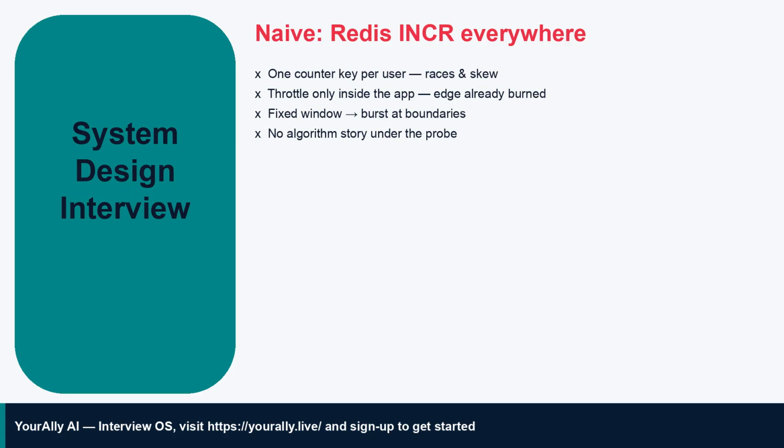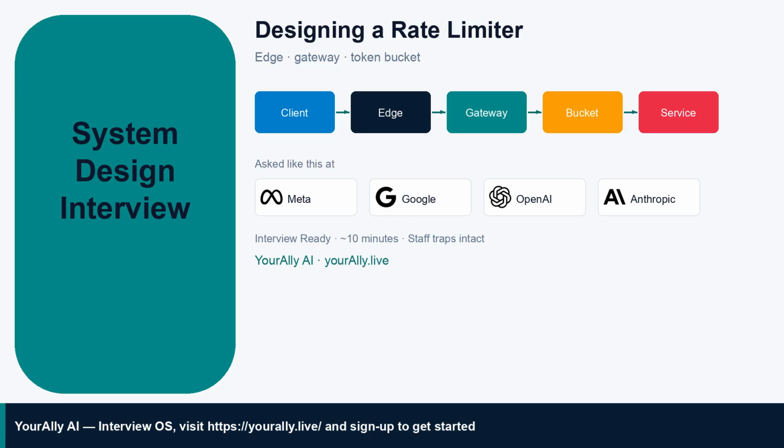Candidates shrug, stick Redis INCR on a user key inside the service. So what happens? The edge already burned sockets. Auth already ran. Fixed windows double burst at the boundary. And when Redis blips, nobody said fail open or fail closed.